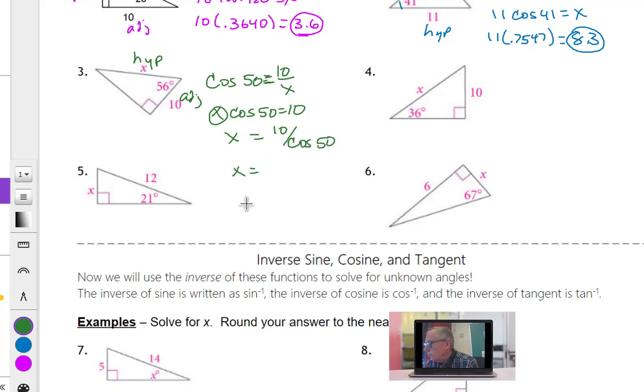We're using the table. The cosine of 50 is 0.6428. So x is going to be 10 divided by 0.6428. And rounded to 1 decimal place, that comes out to be 15.6.